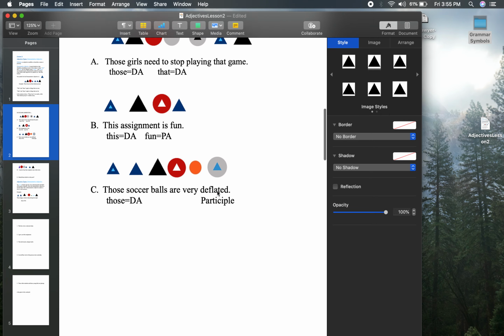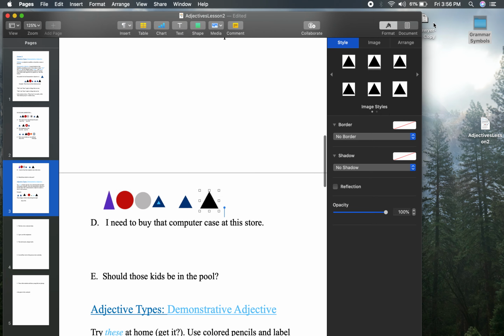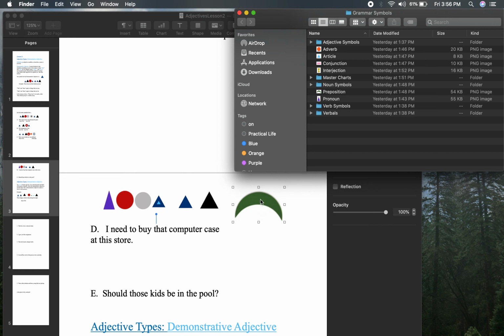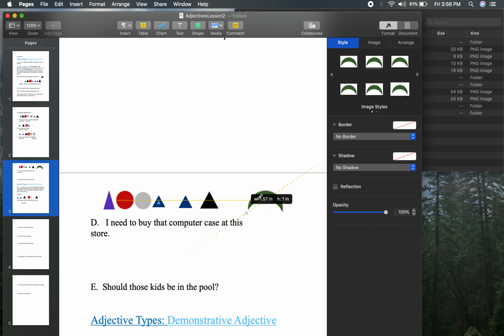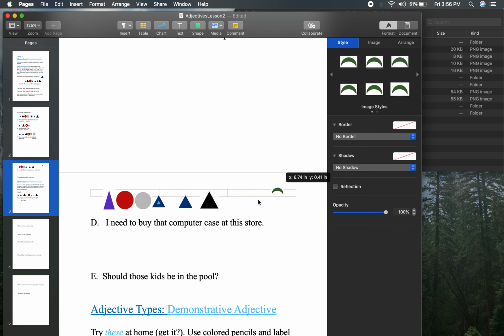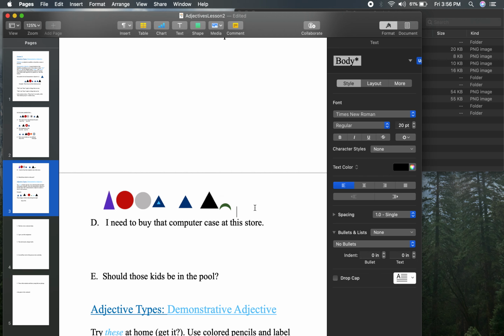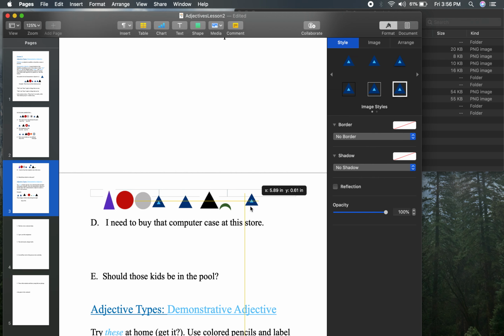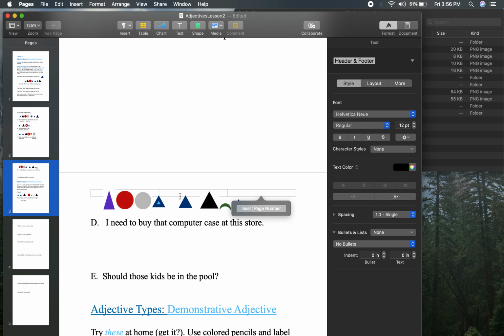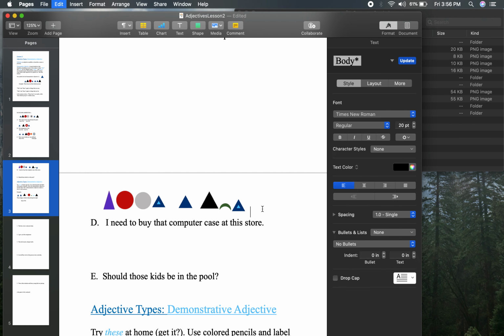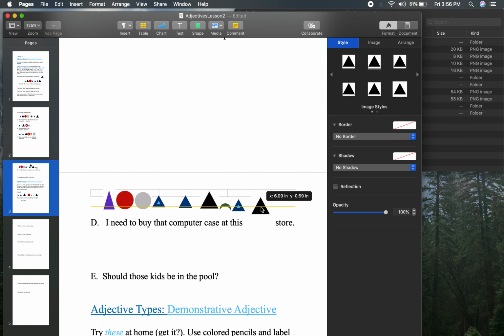Do I need a preposition symbol? Because I am at the store. Yes, I do. Go back to my symbols. Pull out the preposition. Like the pronoun, it likes to be really big. At this store. Okay, this, demonstrative. Oh, I don't want that. Store, copy that, paste that. And there you have it.